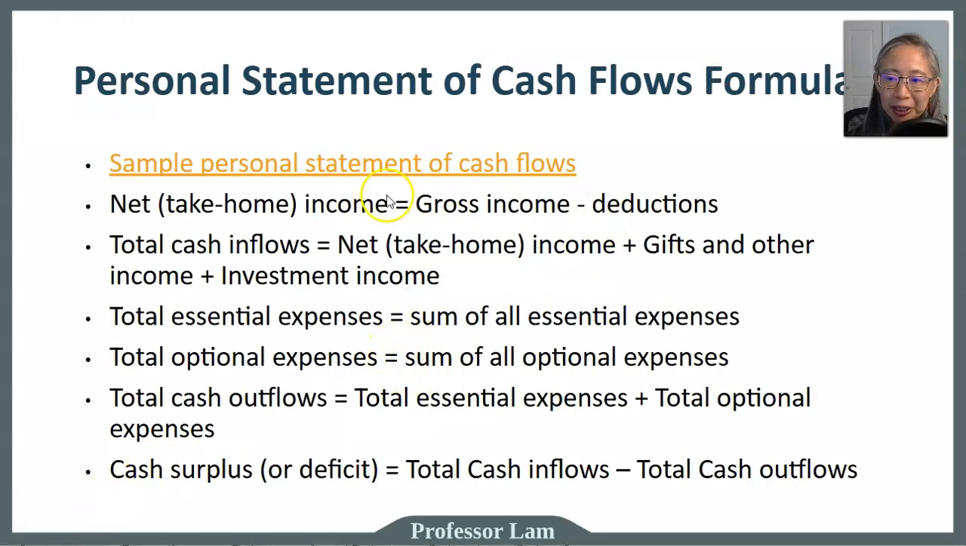Here's a review of the formulas that I talked about. Your take-home pay is gross income minus deductions, and then your total cash inflows are your take-home pay plus gifts and other income and investment income. You may want to pause this video for a minute and write this down. This information is also included in your textbook.